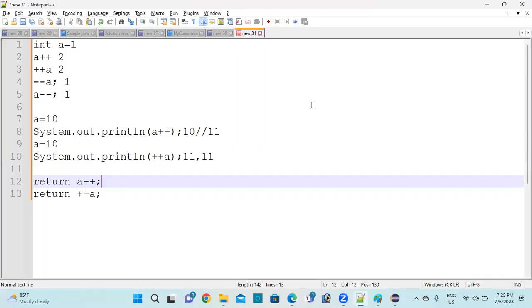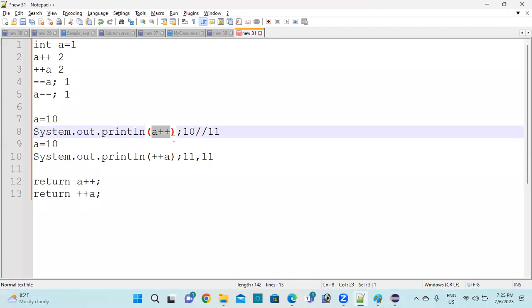So coming to these cases, here post increment: first don't increment, and assign this value to which one? SOP. So what is SOP? First it will display the value 10. After that it will display the value 11. For example, let us execute this code, this step.